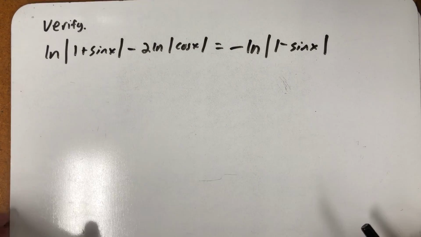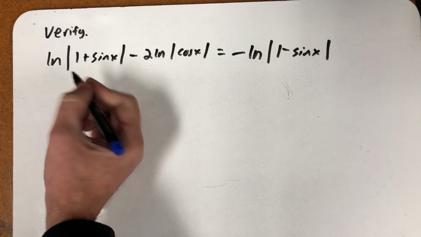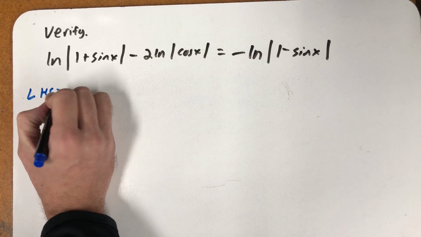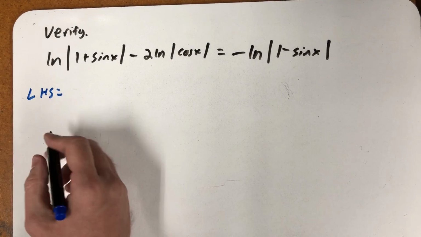Here we're being asked to verify an identity that involves logarithms. So we're going to have to use properties of logarithms to help us out with this one. All right, so I'm going to pick the left-hand side to get started on because it does look a little more complicated. I see more stuff to do.